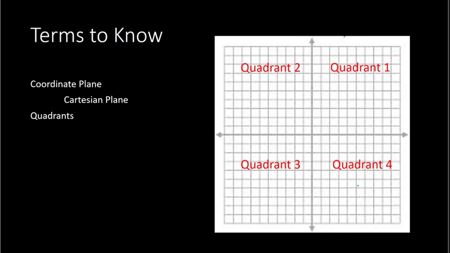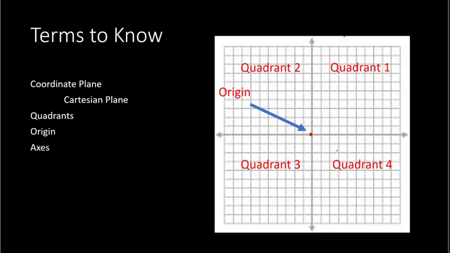We also have what's called the origin, which is this point right here where these two lines cross. Origin means beginning. That's kind of the beginning point, as we will graph different things later.